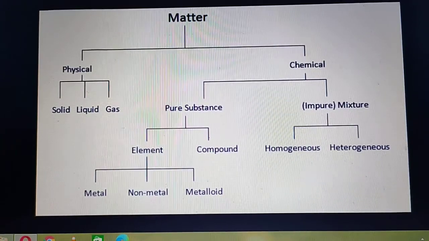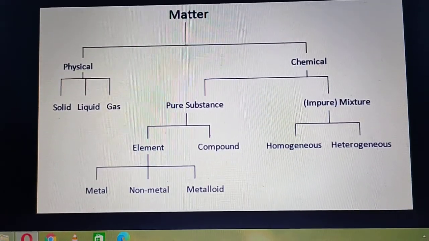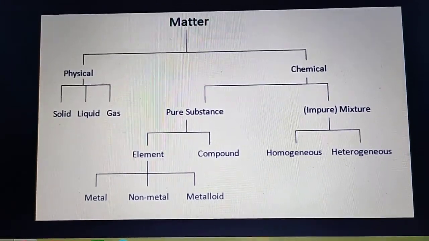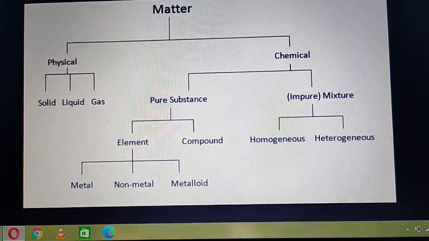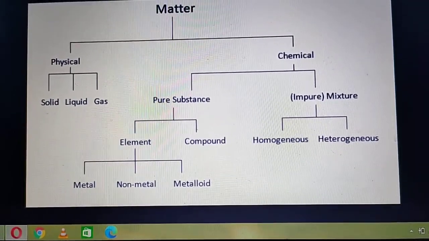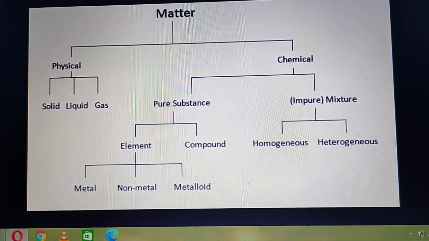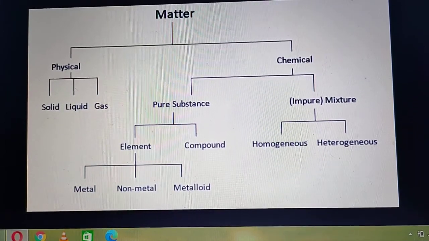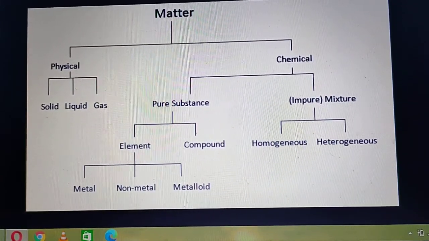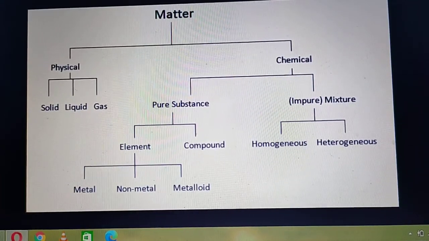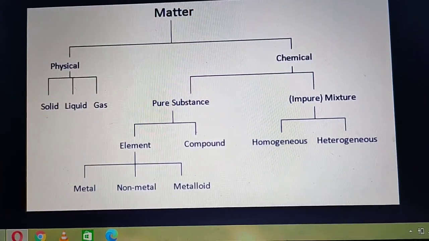So now if you can see here on the screen, matter is divided into physical and chemical properties. What do you mean by physical properties? Classification of matter: physical classification and chemical classification. First of all, see what we mean by physical properties. The properties of matter which can be observed without changing its composition or constitution under specific condition are called physical properties. For example, color, density, boiling point, melting point, hardness, malleability, ductility, conductivity, and so on.